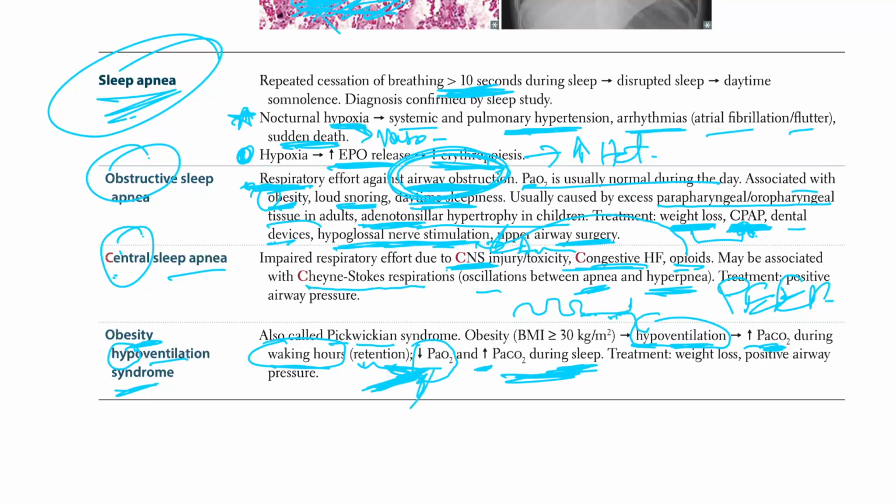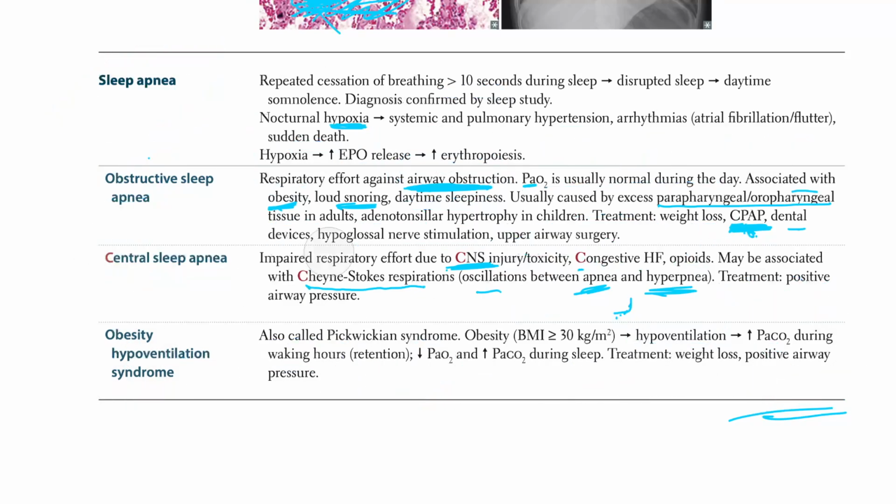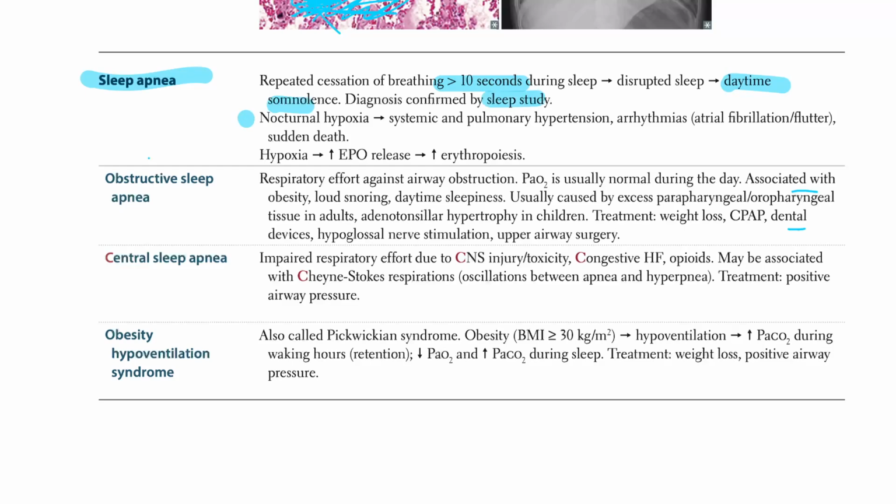So that's important. Treatment is weight loss, again PEEP, positive airway pressure. So again, what is all this about? Let me erase this. Simple things. Just review it now. Sleep apnea: apnea of greater than 10 seconds is called sleep apnea. It's going to cause daytime somnolence. Sleep study is the way to go. You have nocturnal hypoxia, which will lead to systemic and pulmonary hypertension.